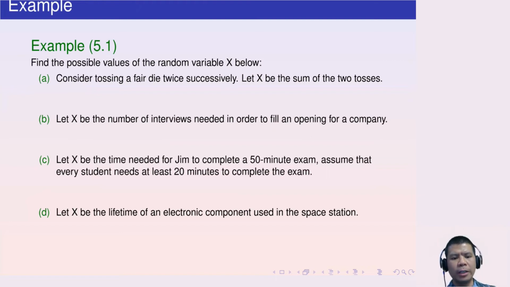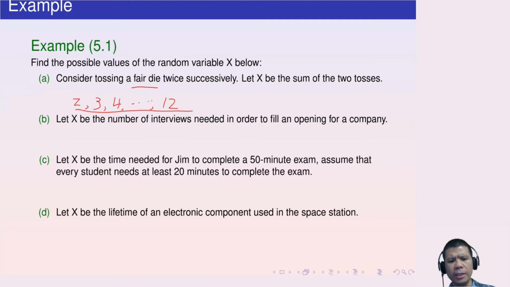As we know, a fair die is 1 through 6, right? So the minimum possible value is when both tosses are 1s. So 1 for the first, 1 for the second. In this case, the summation will be what? 2, right? So 2 is the smallest possible value. And the summation can also be 3, can also be 4. The maximum will be when both dice results a 6, right? So 6 plus 6, that's 12. So these are the possible values of X.